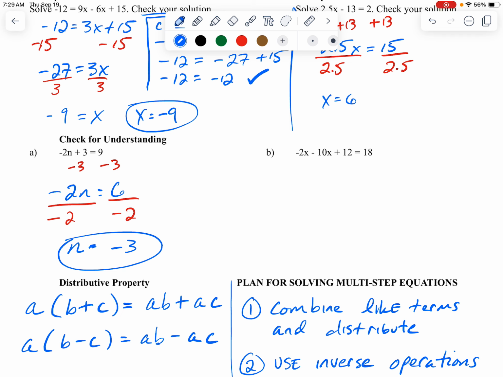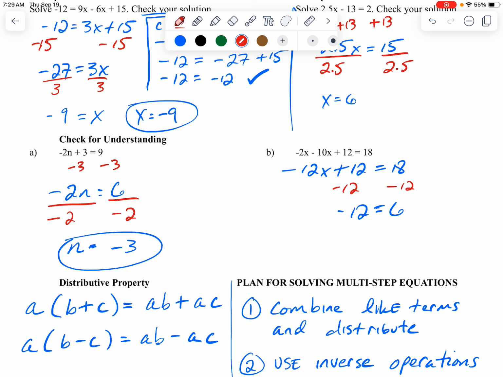Next, we do need to combine some like terms in part B. So I've got this negative 2x minus 10x. That's going to give us negative 12x plus 12 equals 18. Subtract 12 from both sides. We end up with negative 12 equals 6.